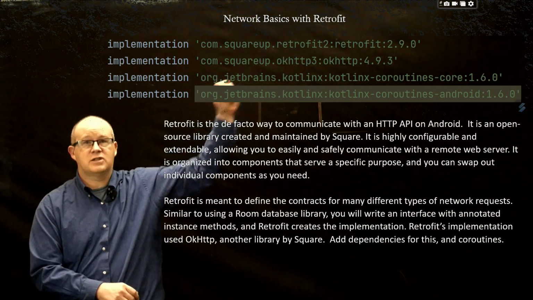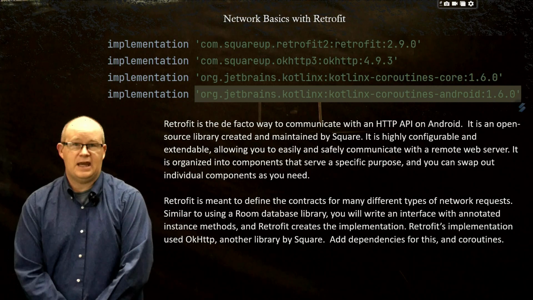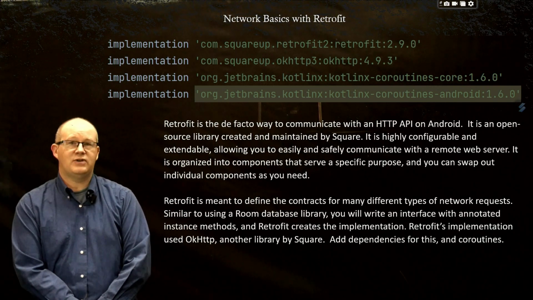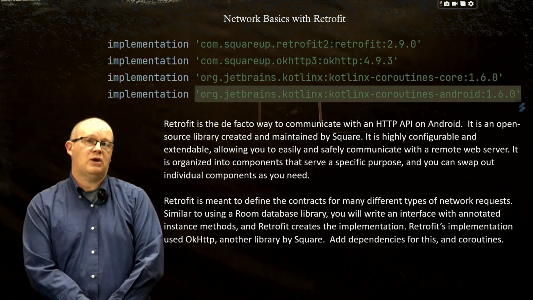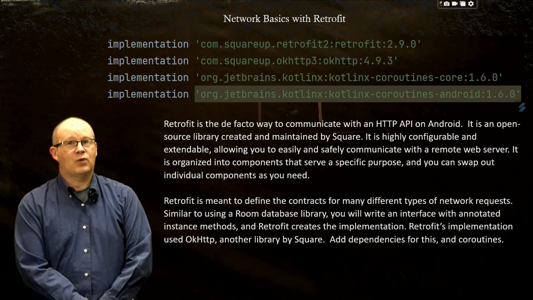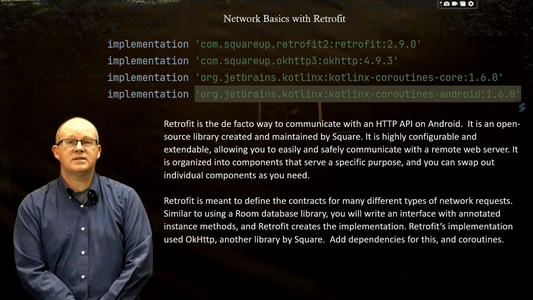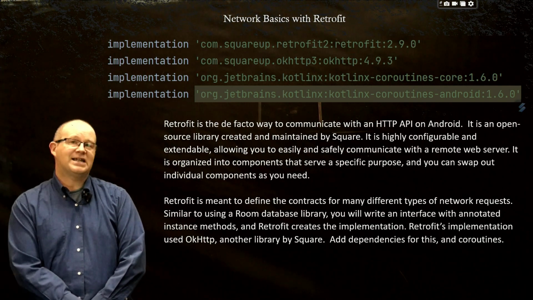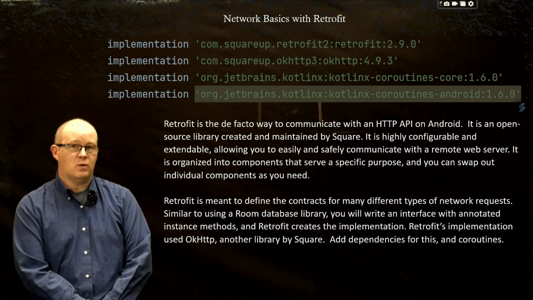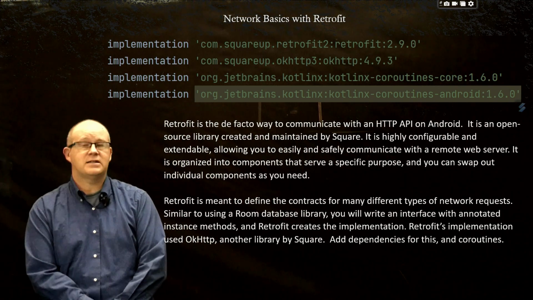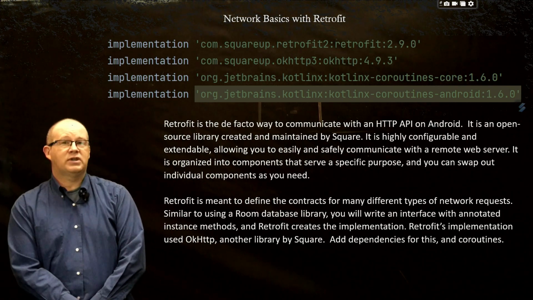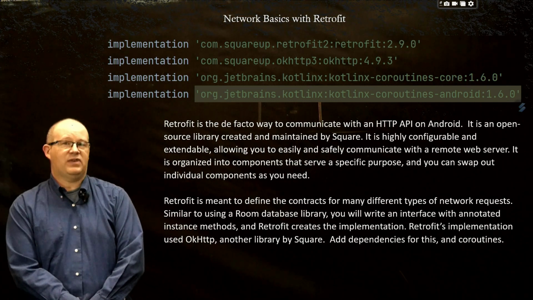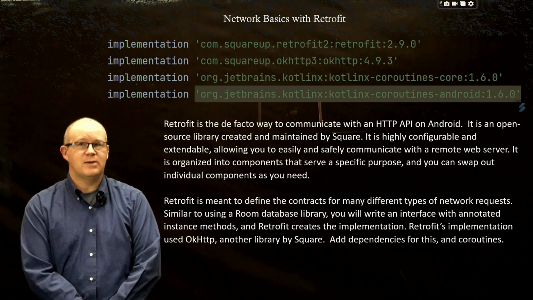You can see com.squareup.retrofit in that implementation. It's highly configurable and extendable, and it allows you to easily and safely communicate with a remote web server. It is organized into components for specific purposes that we can swap in and out as needed. Retrofit is meant to define contracts for the many types of network requests, such as GET or POST. Similar to using a Room database library, we're going to write an interface with annotated instance methods, and Retrofit will create the implementation from there.